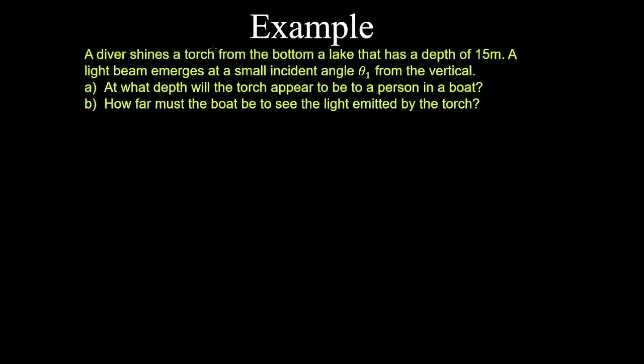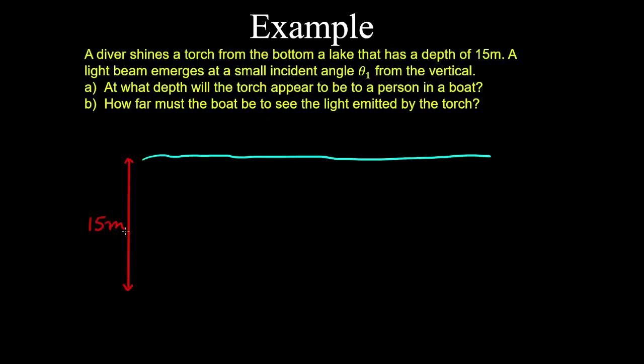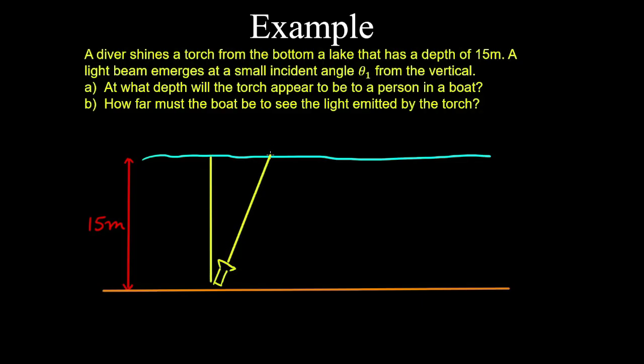A diver shines a torch from the bottom of a lake that has a depth of 15 meters. And a light beam emerges at a small incident angle from the vertical. So the torch would be at the bottom of the lake and be oriented at some angle from the vertical. And in part A, we're asked for the depth that the torch would appear to a person in a boat.